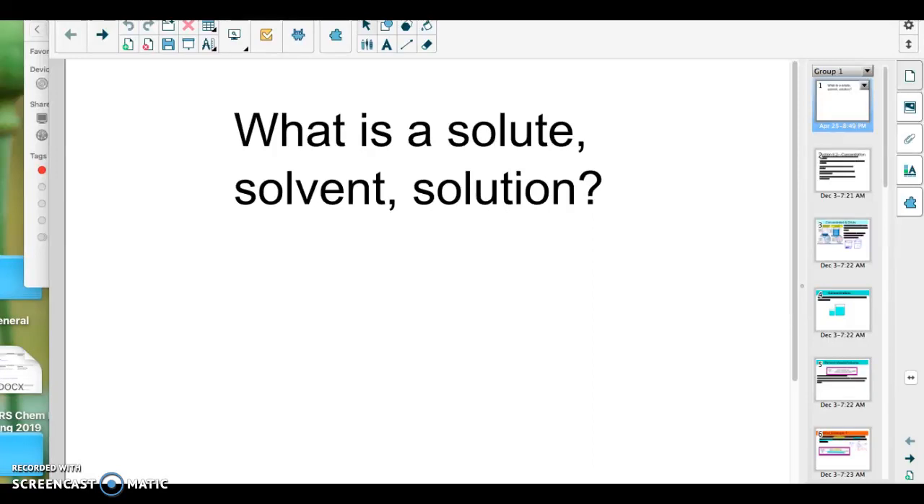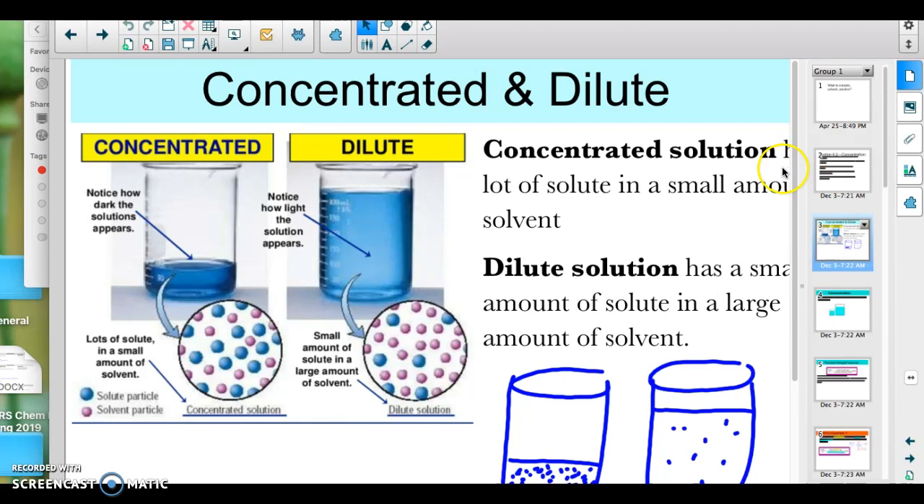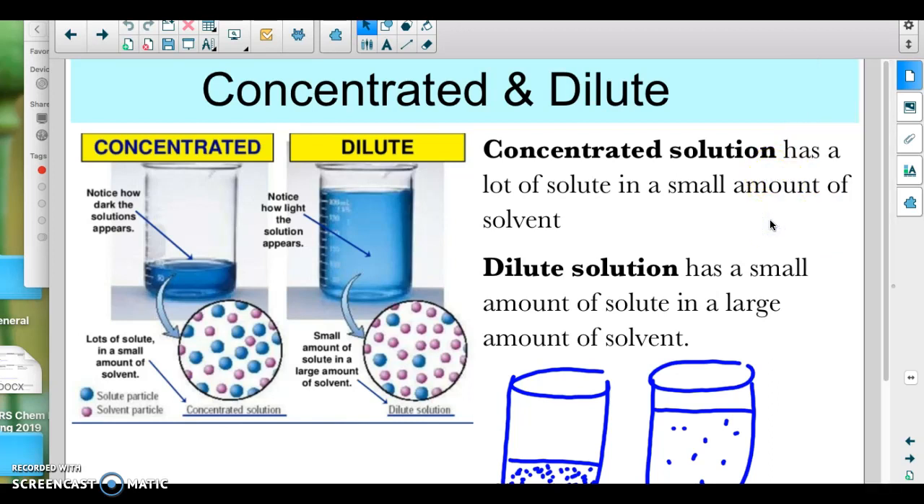Hi, this is notes on 6.2 regular chem, which is going to be about concentration. So we can talk about things being concentrated or dilute.